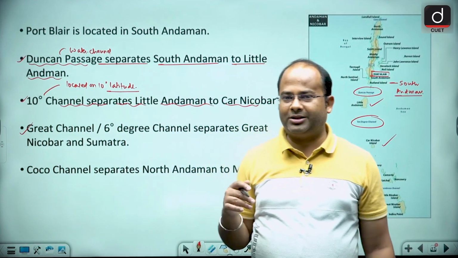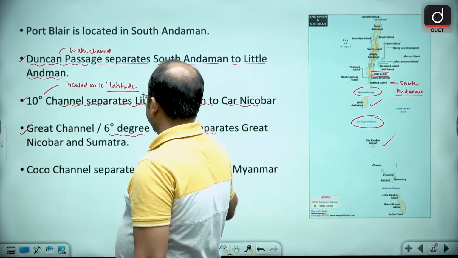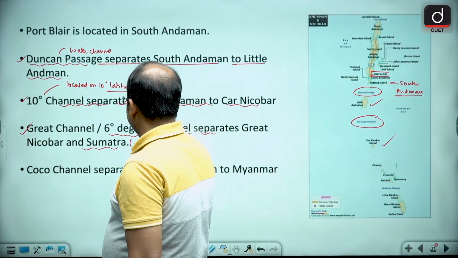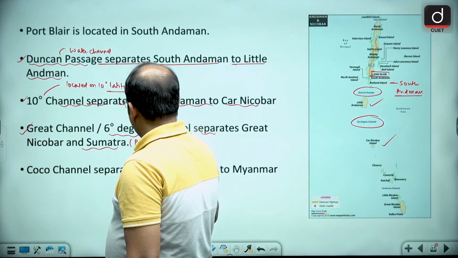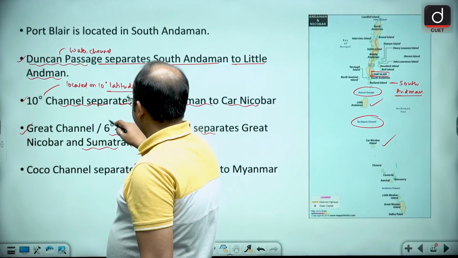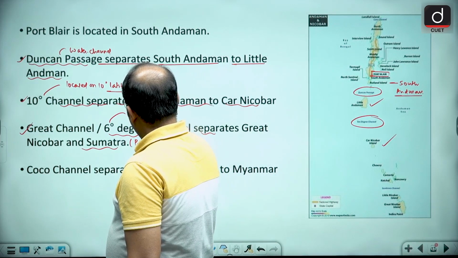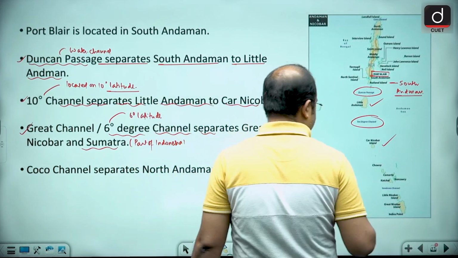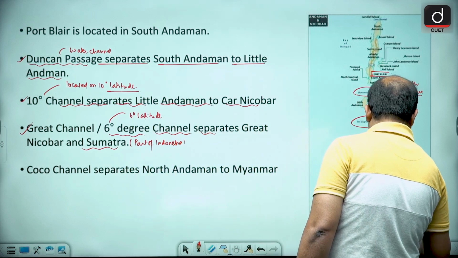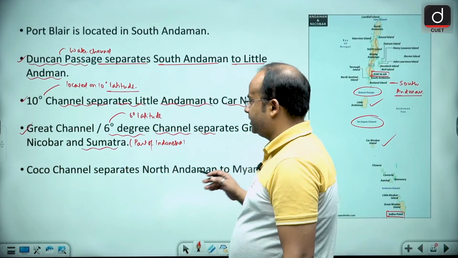Indonesia, that is Sumatra Island. So the 6-degree channel separates Great Nicobar and Sumatra, which is part of Indonesia. And it is 6-degree latitude. So this is Indira Point, guys. This is the southernmost point of India, Indira Point, and then you will find Indonesia, that starts Indonesia.